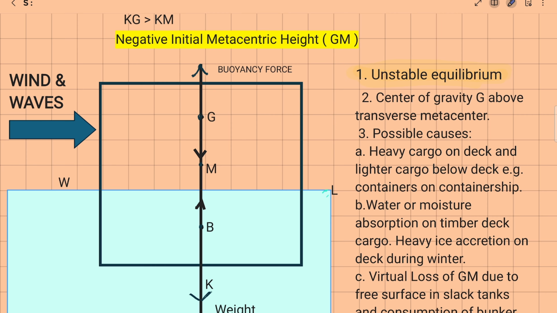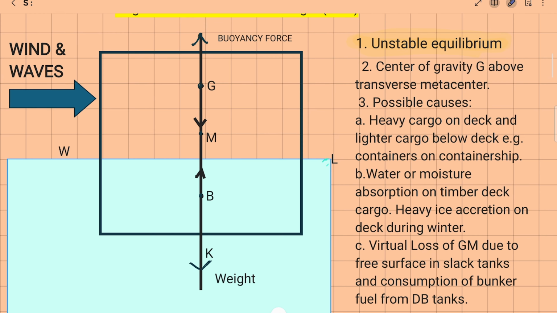Then a very important aspect is the free surface. There should not be unnecessary slack tanks. The best condition is either a tank is pressed up or is empty. Otherwise, the minimum number of tanks should be slack. It means we have to do everything possible to minimize the free surface, because free surface causes a virtual loss of GM. And also we have to keep in mind that during the voyage, the vessel will be consuming bunkers from DB tanks, which will also cause the G to go up.